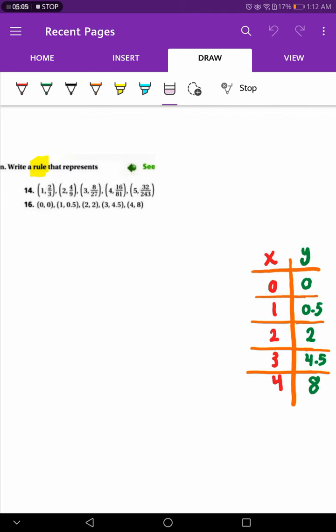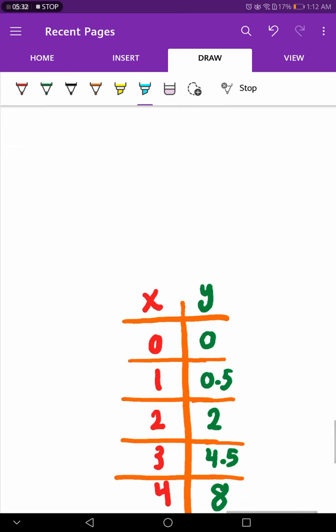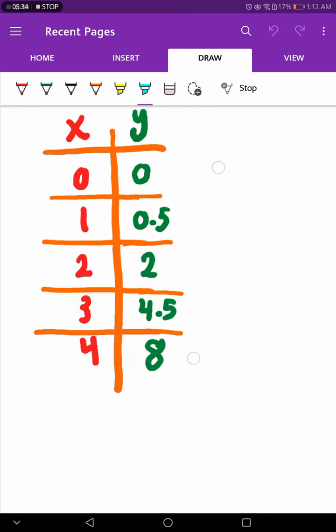Now let us move to question number 16. As you see, 0 and 0, 1 and half, 2 and 2. So these are the x values, as you know, and these are the y values. And I created the table here to save your time.